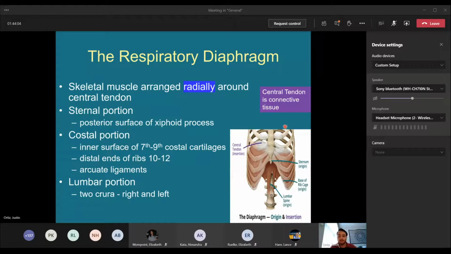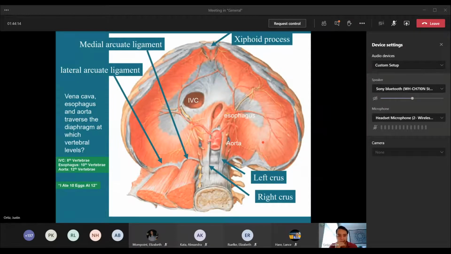And again, the connective tissue, or the central tendon, is going to be just connective tissue, right? So this white portion right here is just the central tendon, which just contains connective tissue. Okay, so this is going to be actually really important for us to understand. Again, remember we have our IVC, our I ate 10 eggs at 12, which I'm about to eat after this. It's going to be IVC is going through T8, right? So I8, that's going to be IVC through T8. Esophagus is going to be through T10, and then your aorta is going to be through T12, right?